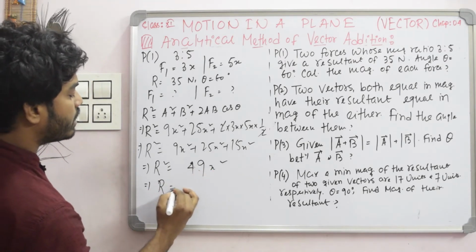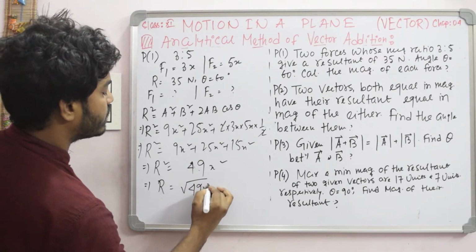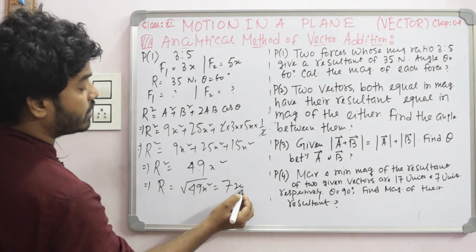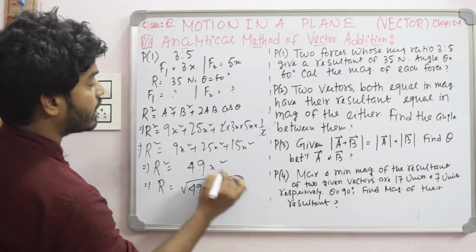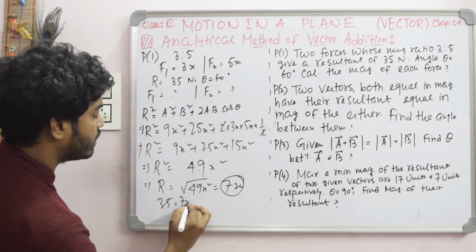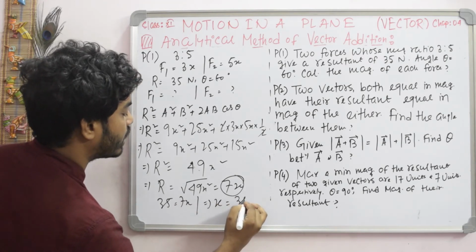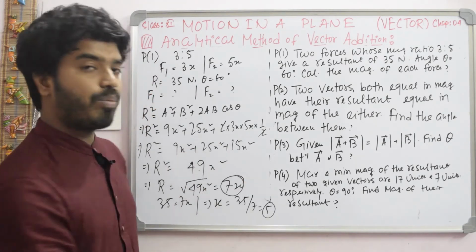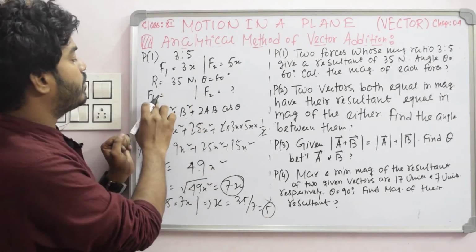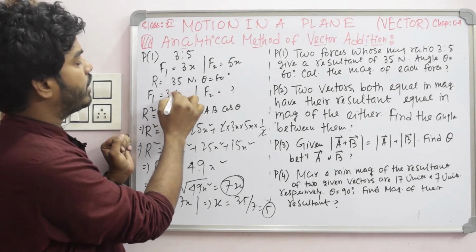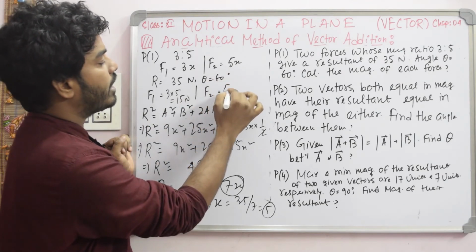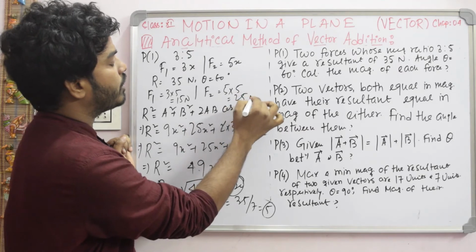So what is the value of R? R is equal to root under 49x square. Root under 49 is 7 and root under x square is x. So the value of R is 7x, and you know R is given as 35. So compare it, 35 is equal to 7x. So from here x is equal to 35 divided by 7, which is 5. Putting this value, what is the value of F1? That is 3x, so 3 into 5 gives 15 Newton. And what is the value of F2? 5x, that is 5 into 5, so this gives 25 Newton.